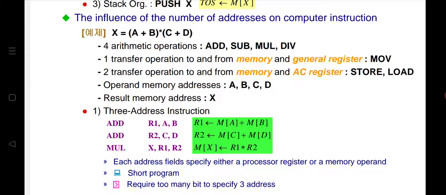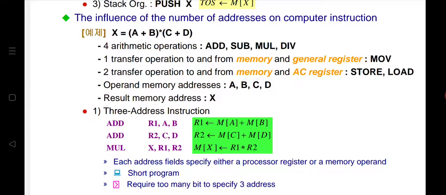Next, I need to perform C plus D and store the result in some register. I am assuming the result is stored in the R2 register. So what is the instruction I will be using here? ADD R2, C, D. C and D are the memory addresses. It goes to those memory addresses, the data there is added, and the result is stored in the R2 register. Now I have A plus B in the R1 register and C plus D in the R2 register.